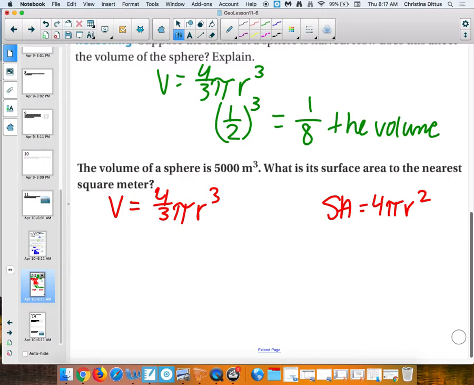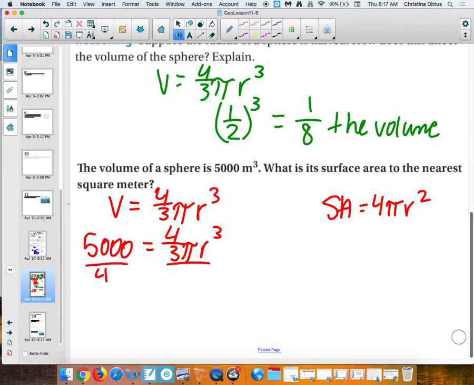The only info I am given is the volume, so where am I plugging in that 5,000? Obviously, in the volume formula. So 5,000 equals 4/3 pi r cubed. What do you think I'm trying to get by itself? The r. Okay, so you are going to need to do what to get r by itself? Divide by 4/3 pi.